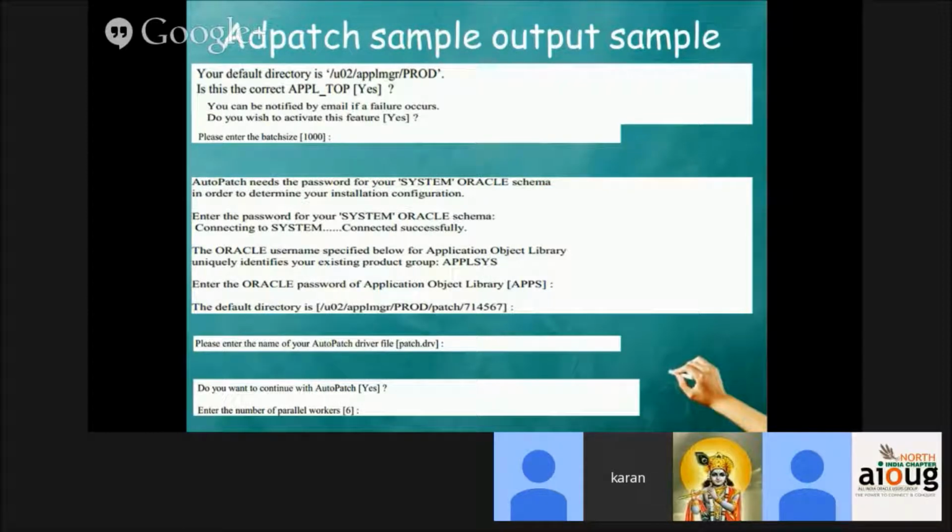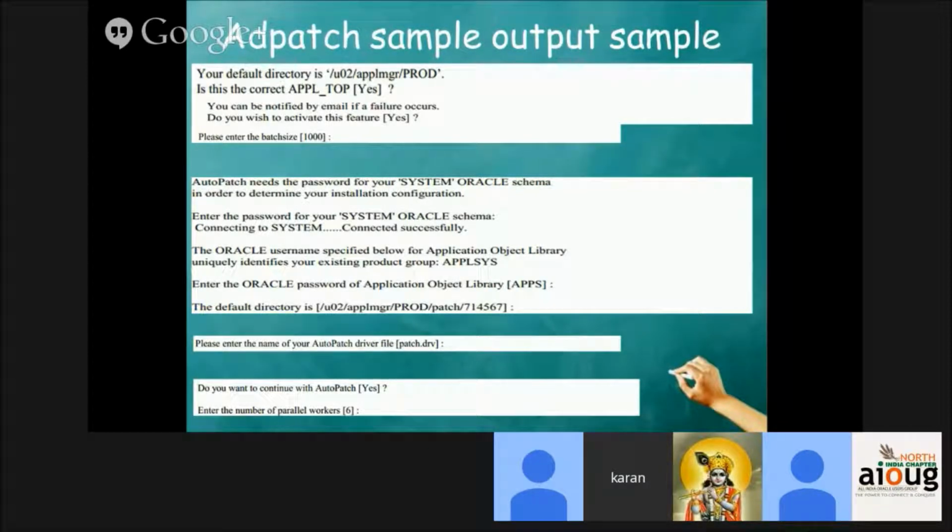The next thing it will prompt you is to provide the name of your auto patch driver file. Now, like I mentioned before, we had C, D, and G drivers, which are now replaced with U driver. So we just need to give U patchname.drv file. The next prompt comes if we really want to apply this patch. The answer is yes, and the number of parallel workers.